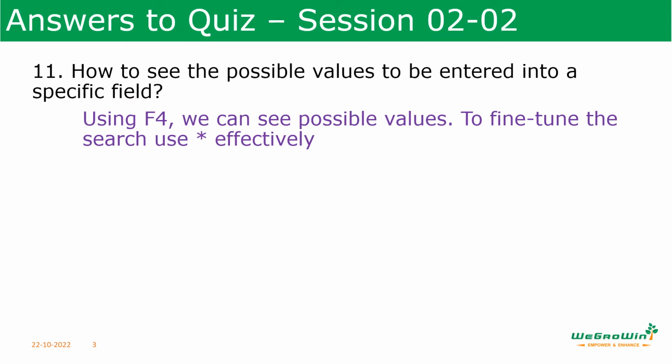Then we discussed how to see the possible values to be entered in a specific field. When we are in the field, how to see what are the possible values to enter. We discussed that using F4, you can see the possible values. Also, we recommended to use the star function effectively, that is before the term, after the term, and in the middle of the term. Where to use the star is important. Use it effectively so that you will get a very close value to be entered.